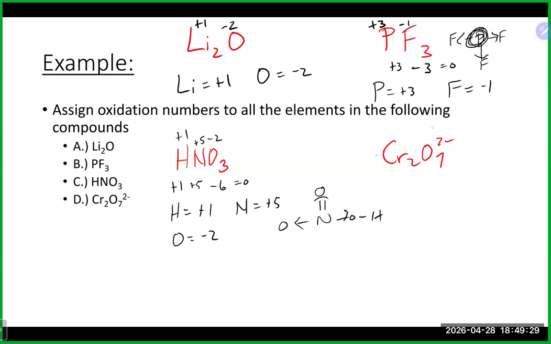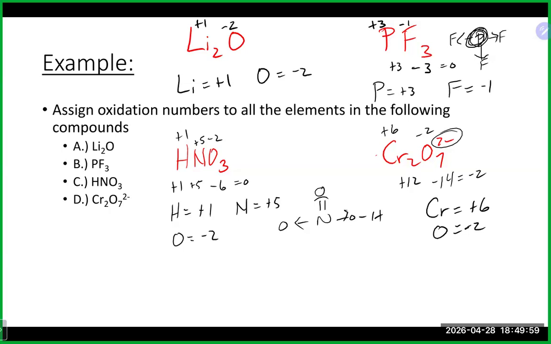Over to our dichromate, -2 for our oxygen. That's 7 of them, which is -14. It needs to equal -2 when it's all said and done. For our Cr2, we have 2 of them. That means each is +6, which would give us a +12 overall. So here our chromium is +6 and our oxygen is -2 in terms of oxidation state and number.